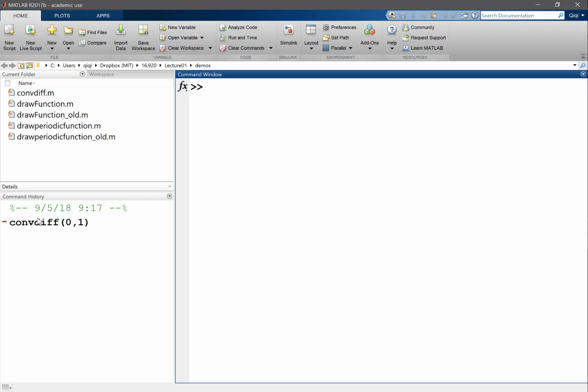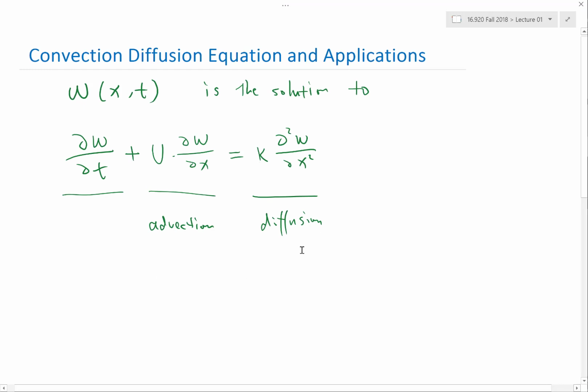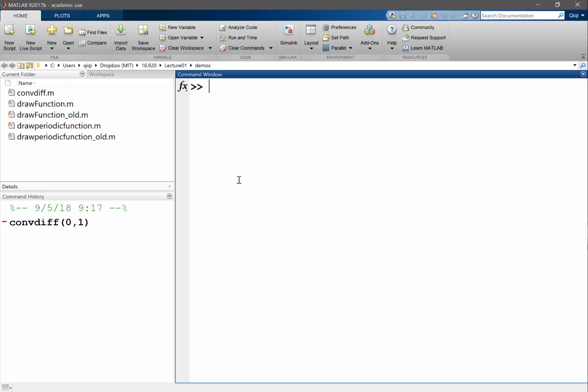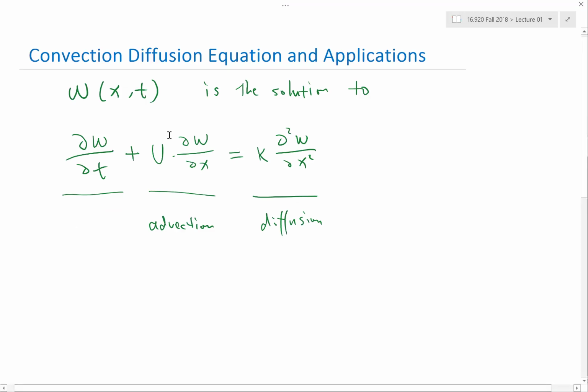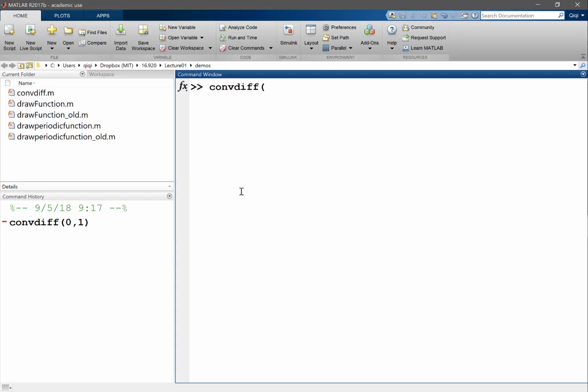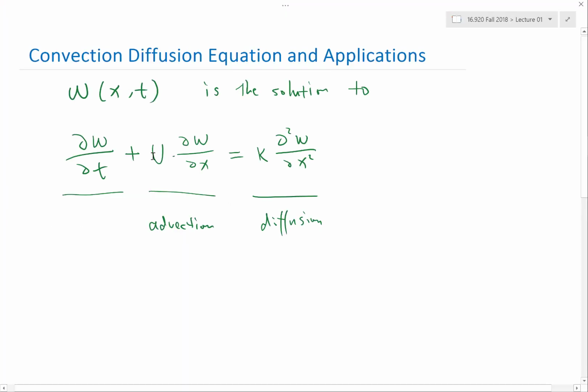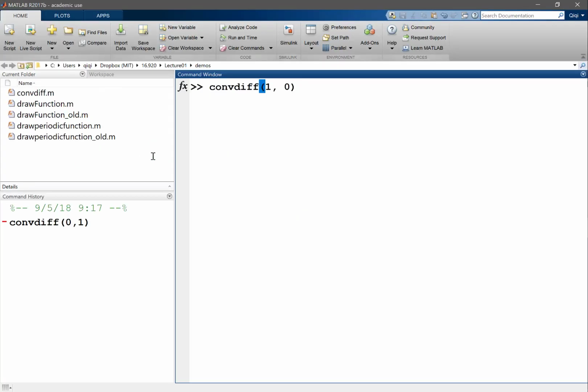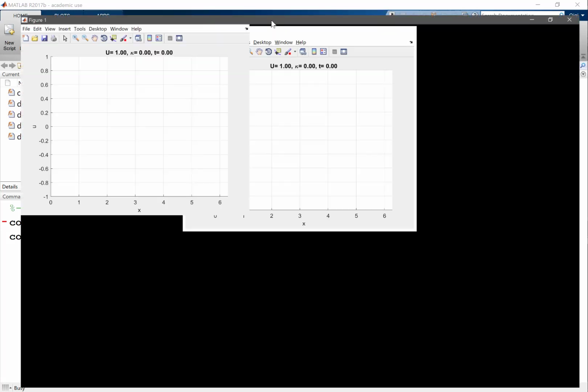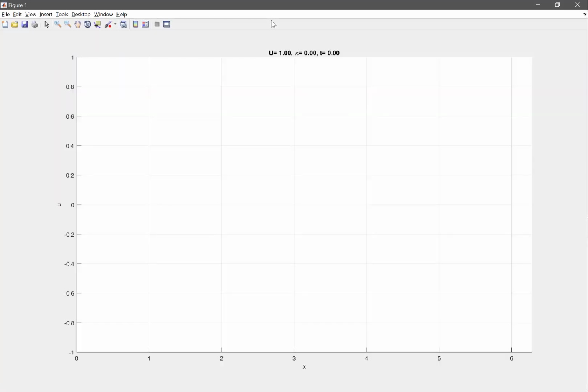So I have a function, convection diffusion equation, that is going to be showing the solution to this equation. And I have 2 arguments. The first argument is this big U, and the second argument is the kappa. So let's first test how the solution would look like if I have some non-zero U but a 0 kappa, so 1 and 0. Okay, so when I do this, I get a screen that is blank.